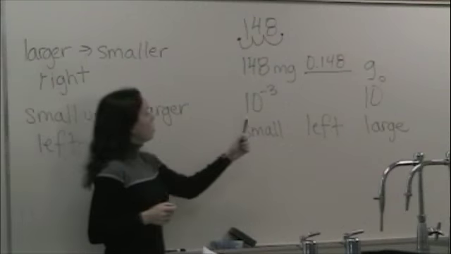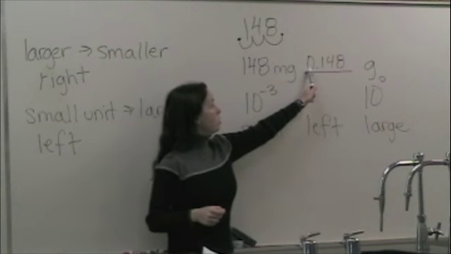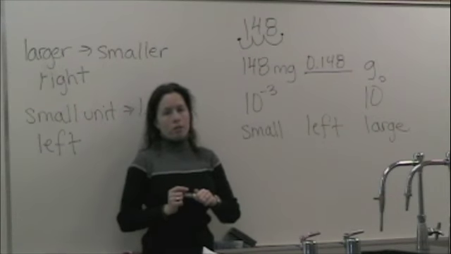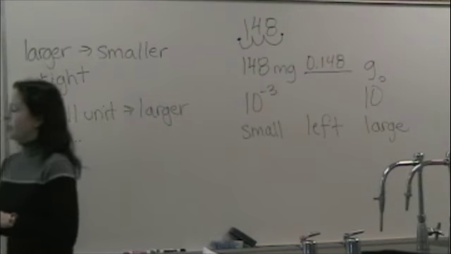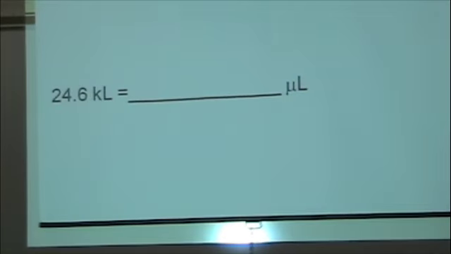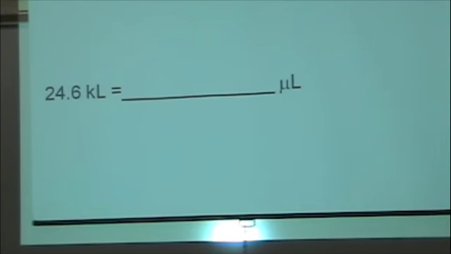And when you do this on your quiz, it's going to ask you to put the leading 0 in your answer, so I included the 0.148 when I wrote out my answer. Okay, let's go through. I have 2 more examples. Okay, this one's a little bit more complicated. We have 24.6 kiloliters, and we're converting to microliters.